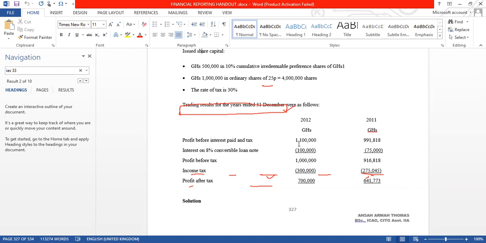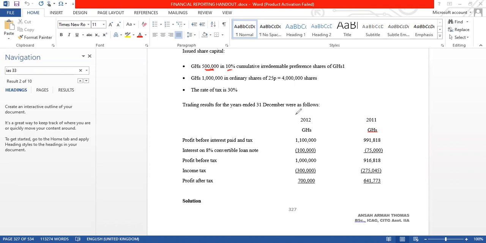Irredeemable is, let me clear the board and illustrate it for you for your understanding. Remember, we said that your earnings is profit after tax and what? Preference shareholders. So what you see here is cumulative irredeemable preferences. Their dividend is 10% on this.